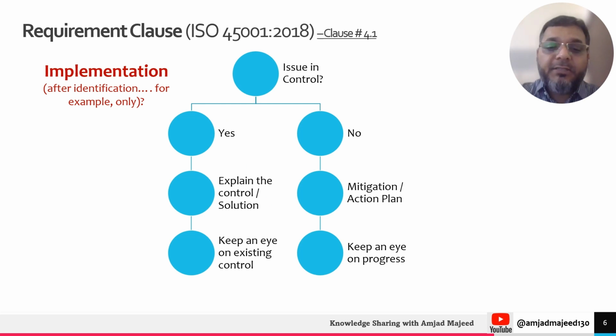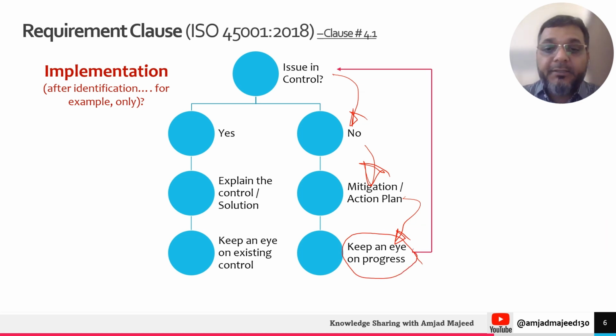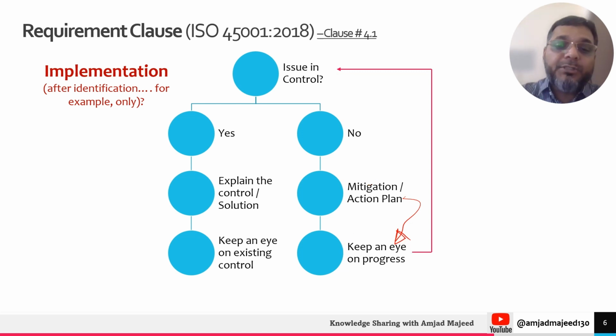On the other side, if an issue is identified and there is no existing control for it, what I will do is make a mitigation plan or action plan to make sure that these issues will not convert into any unwanted situation, as I discussed earlier. Then I will implement those and keep an eye on the arrangements we have made. Then again it starts with the same process we have discussed, with the existing controls and all those things.